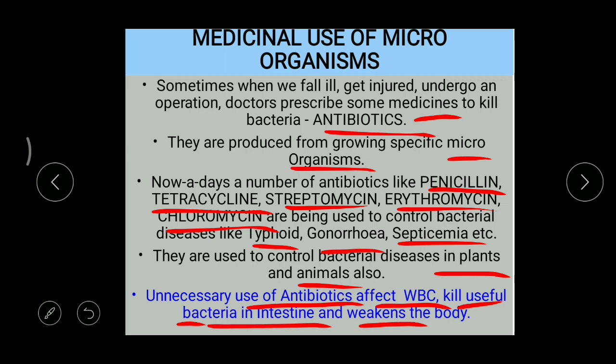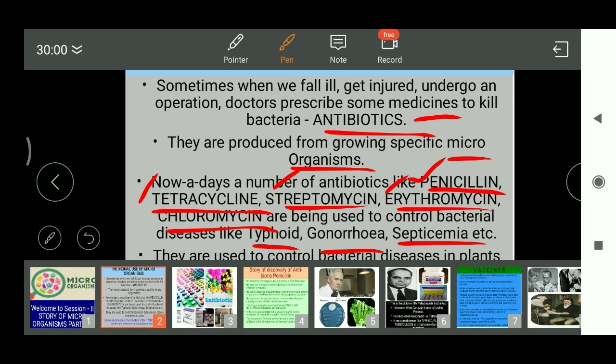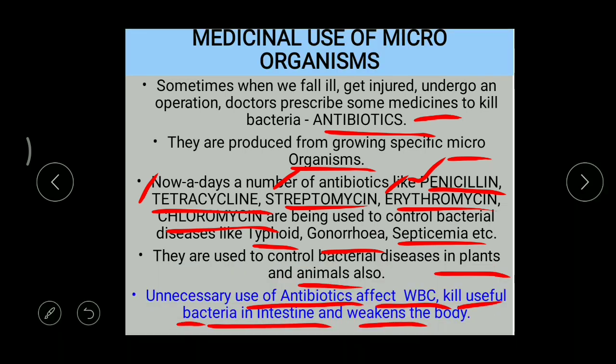Got it, children? Right. So these are the different types of antibiotics: penicillin, tetracycline, streptomycin, erythromycin, chloromycin, and of course nowadays we are also using azithromycin and amoxicillin, all these things, right? So these are all antibiotics, which are prepared from a special kind of microorganisms called fungi, right?